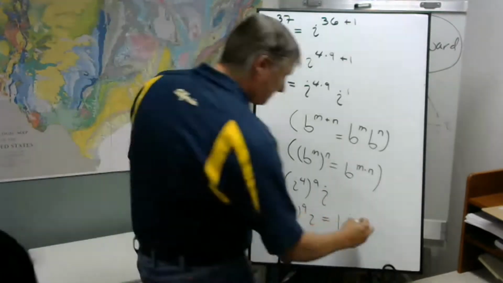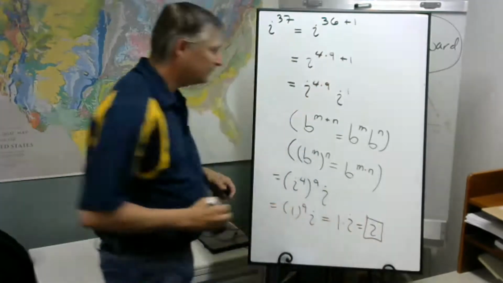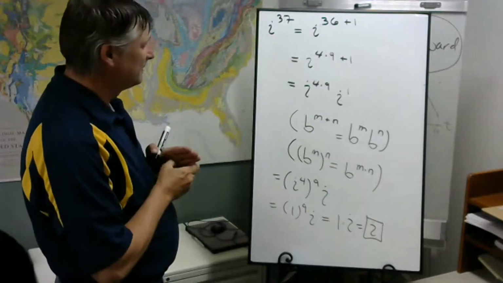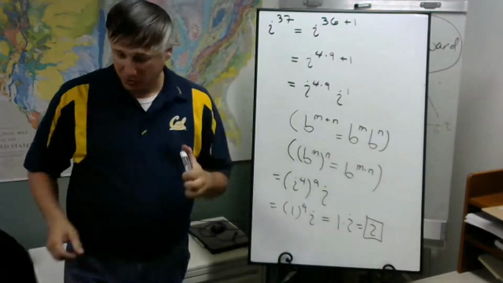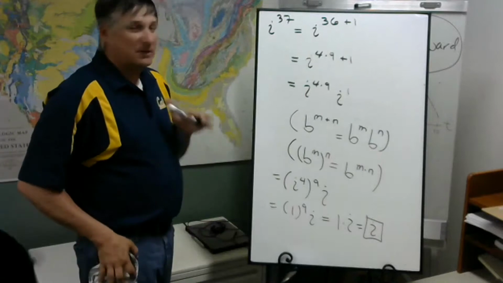Finally, 1 times i is just i. And that's going to be our answer. Now, there's a trick, there's a shortcut we can do here. And this is how it works.